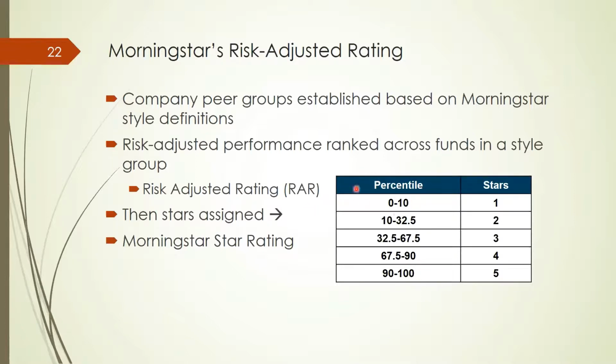Based on the RAR ranking, they assign the bottom 10% a 1 star, the 10 to 32.5 percentile 2 stars, 32.5 to 67.5 percentile 3 stars, 67.5 to 90 percentile 4 stars, and 90 to 100 percentile 5 stars. So the more stars the fund has, the higher the risk-adjusted performance the fund has for the given period in time.